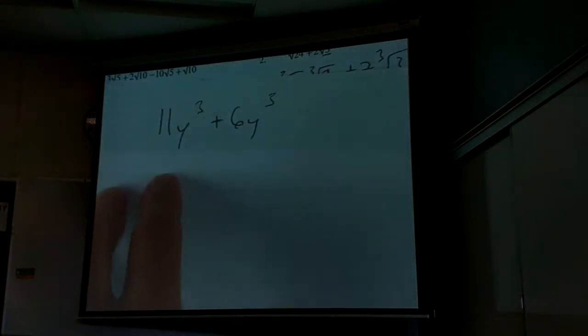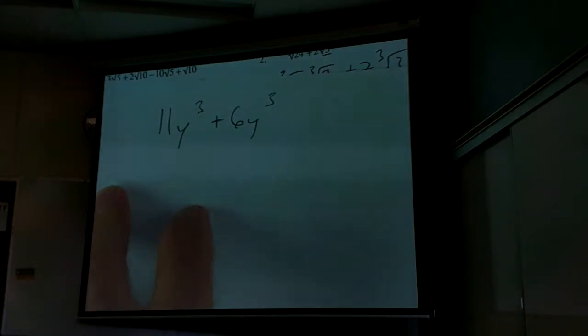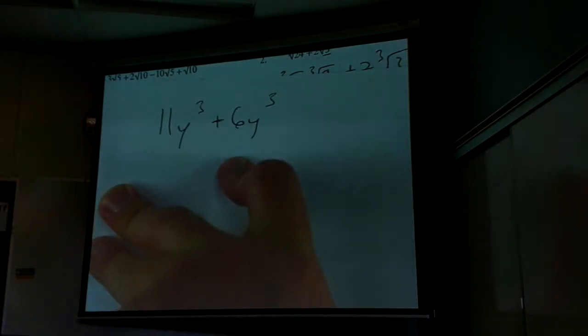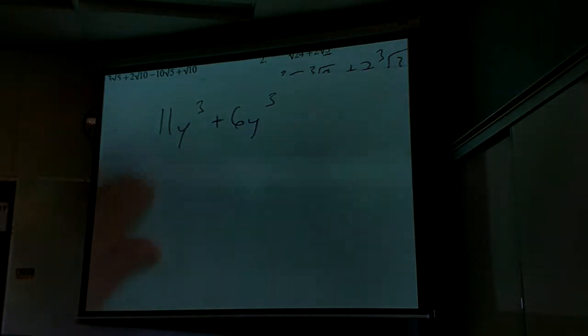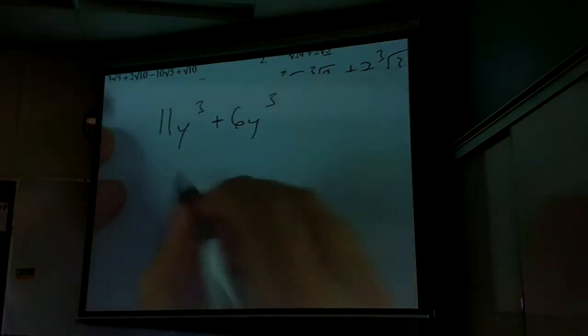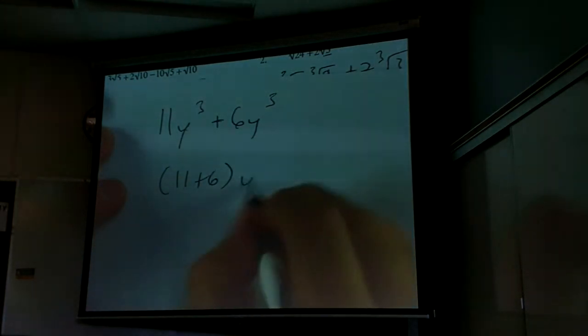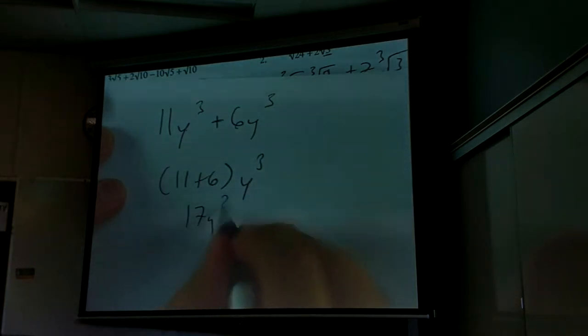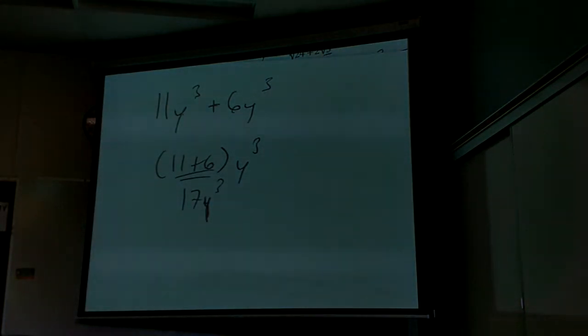17y cubed. Now, I'm going to have somebody tell me that's 17y to the 6th. And I'm going to say, where do you see 17y to the 6th? I don't even see a single y to the 6th. But now watch this. What do they both have? Y cubed. So I can take a y cubed out. This is why it's 17y cubed, because if you took a y cubed out, you would be looking just at the numbers, and that's 17.